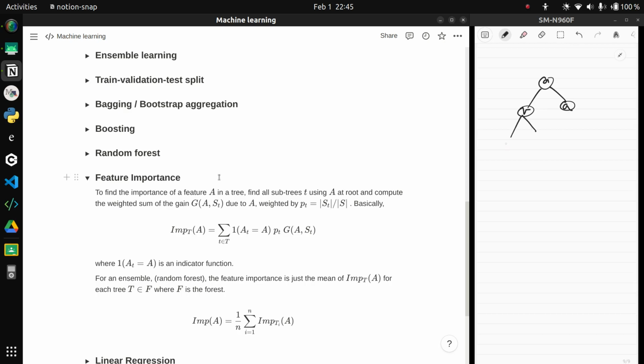And then over here using features C and D, and then let's just say that this thing is just one of the leaf nodes, so not splitting anymore, right? Cool.